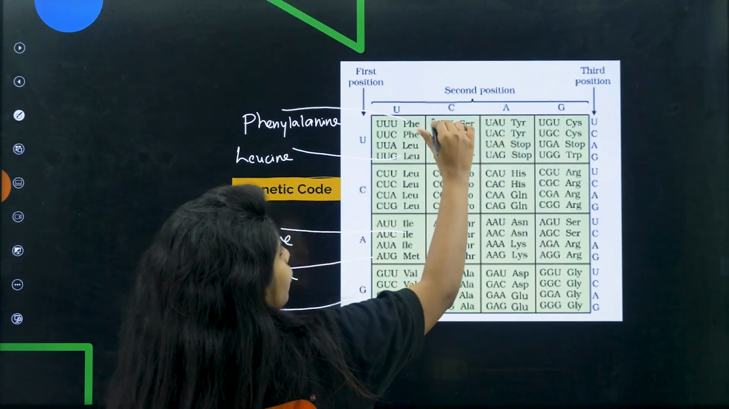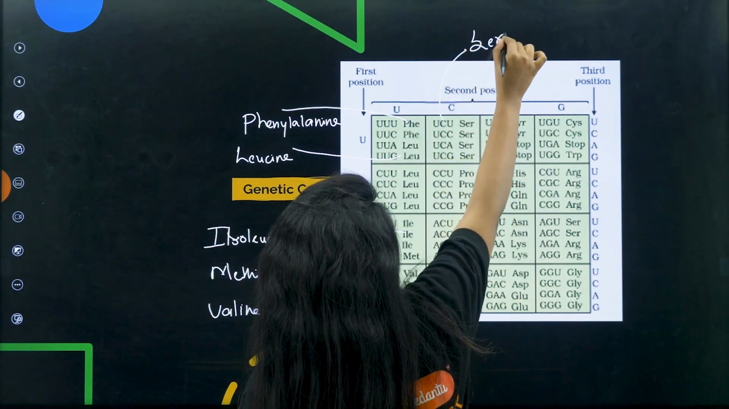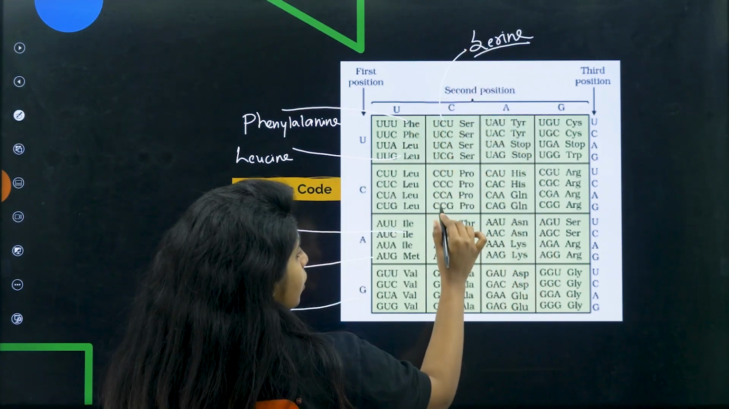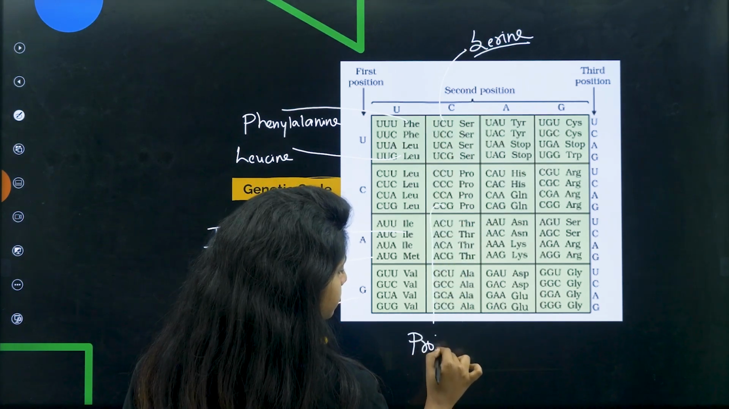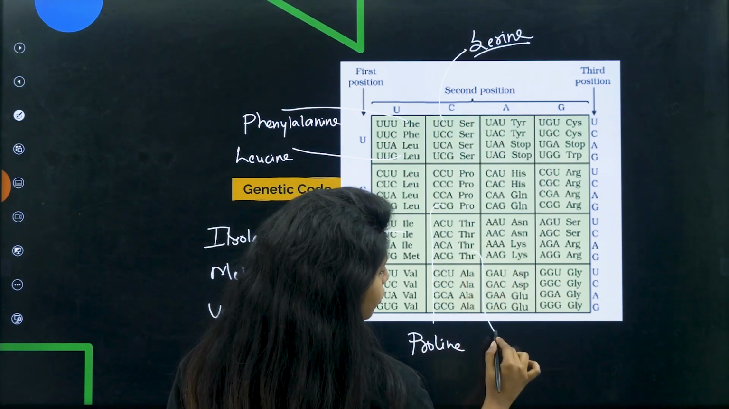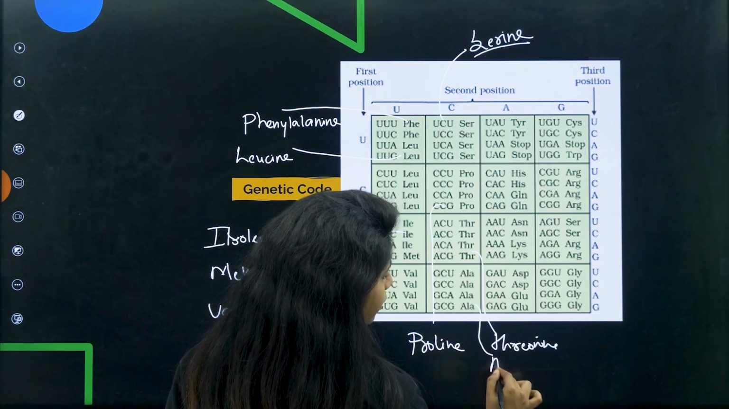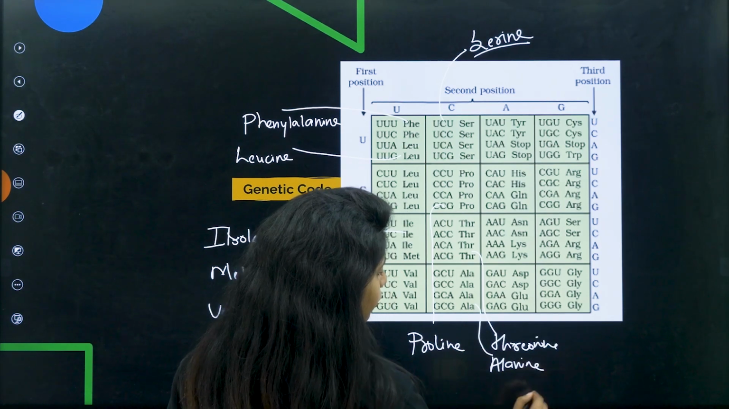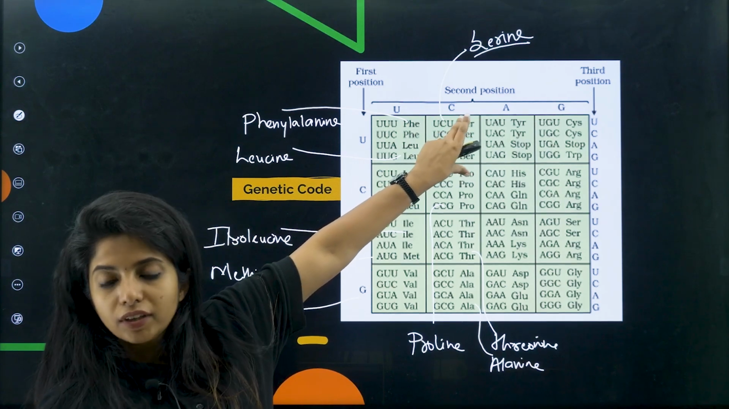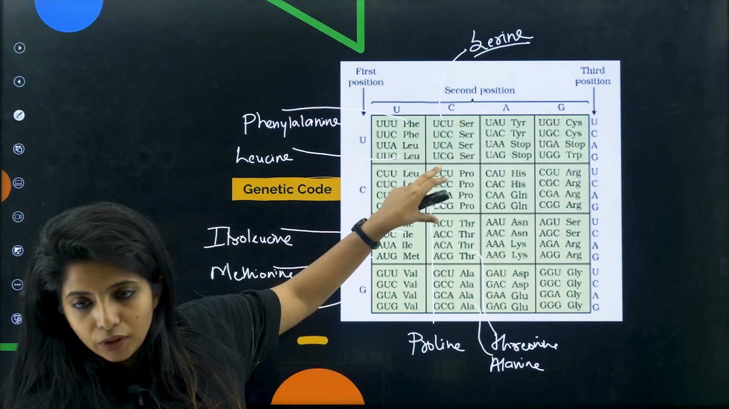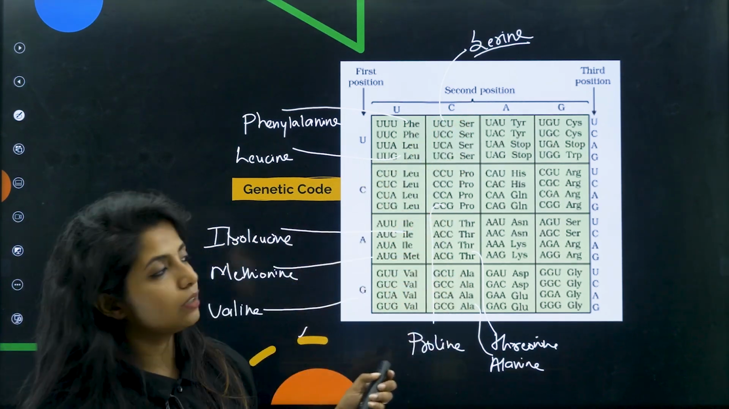One whole box is for serine. The other box is for proline. The other box is for threonine. The other box is for alanine. Okay? So we have one box full for serine, and then proline, and then threonine, and then alanine over here.